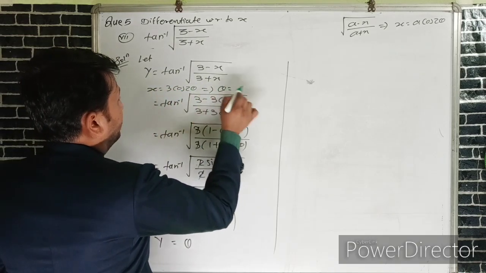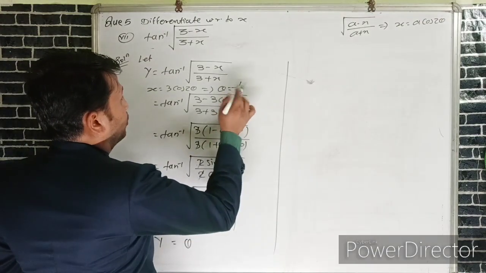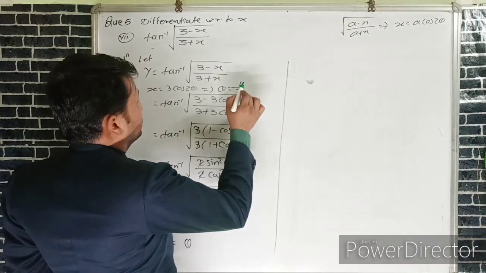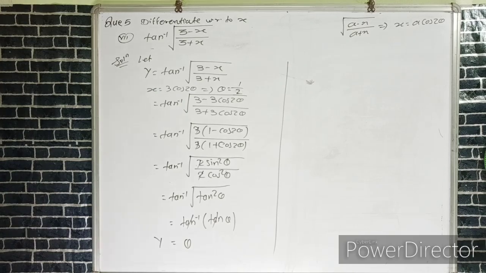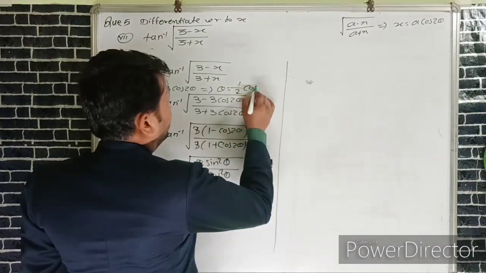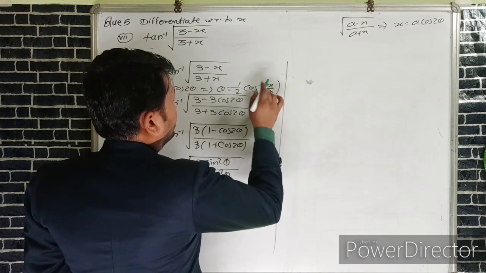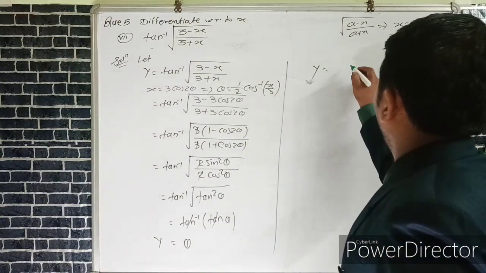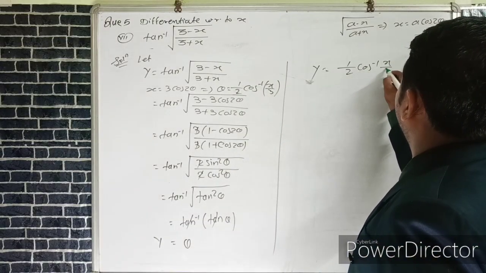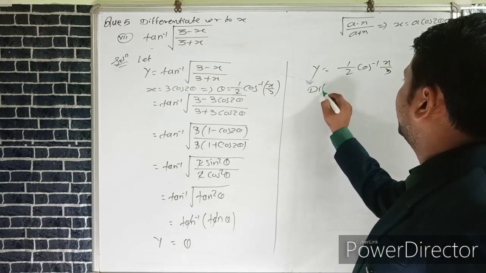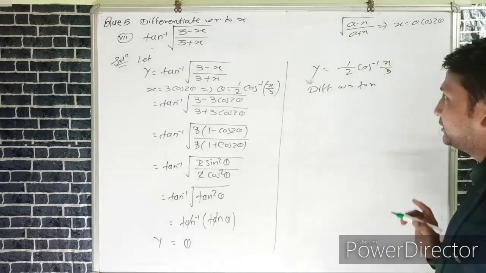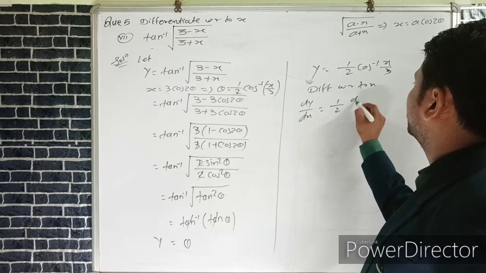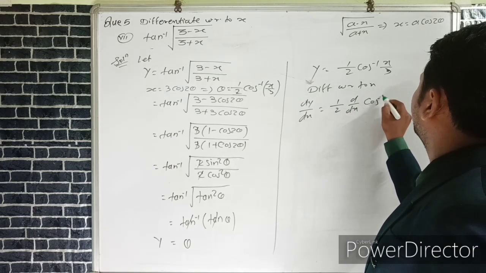then we evaluate the value of theta as 1 by 2 cos inverse of x by 3. Now we substitute the value of theta: y is equal to 1 by 2 cos inverse of x by 3. If we differentiate the given function with respect to x, then we can write the derivative of y, dy by dx. Here 1 by 2 is constant. We can take the derivative of cos inverse of x by 3.